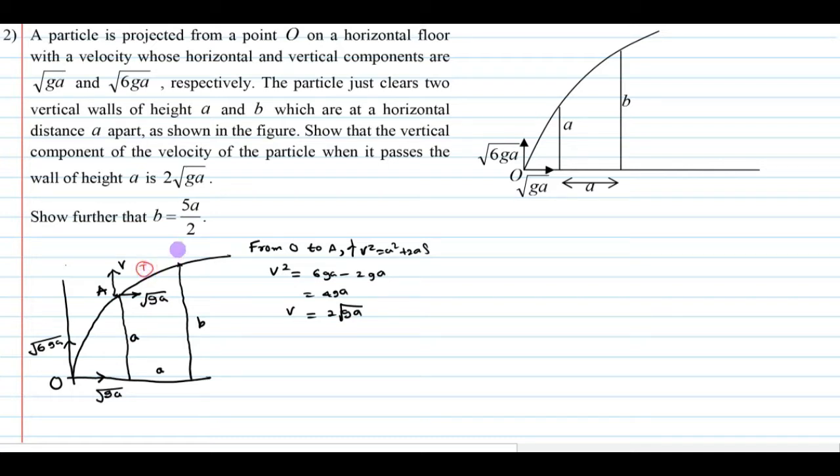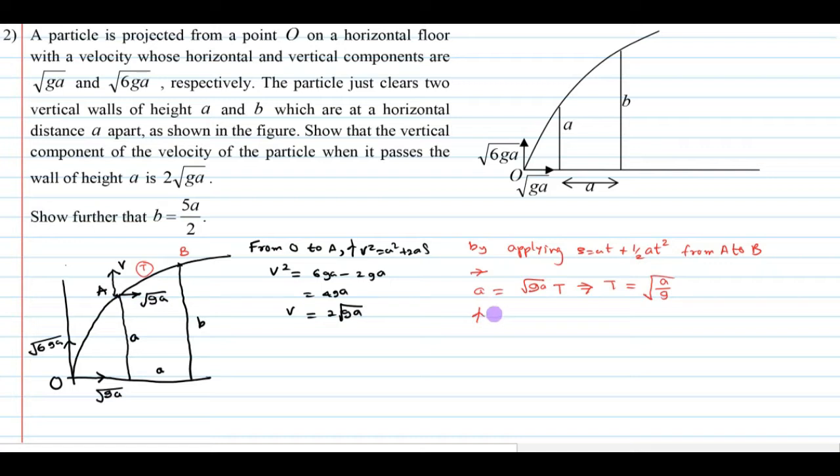If it passes the second wall after further time t, then by applying s equals ut plus half at squared from A to B, first we shall use the equation for horizontal motion. a is equal to root ga times t, which implies t equals root of a over g.